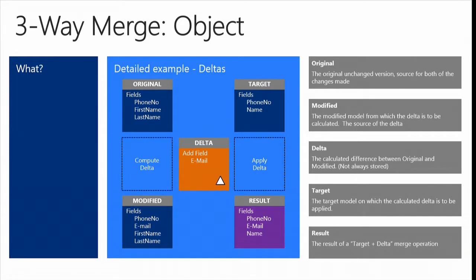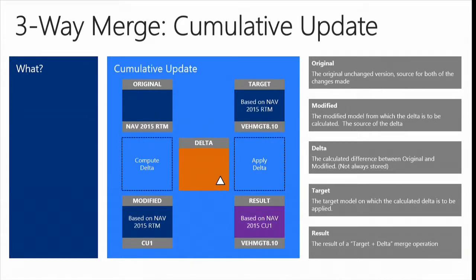Even though the first name and last name field changed in the target version, and we added an email field at roughly the same place in the modified version, we will still be able to merge, because this is a merge not based on text, but based on a model that we calculate from these objects. So in the context of applying a cumulative update, the picture looks like this.